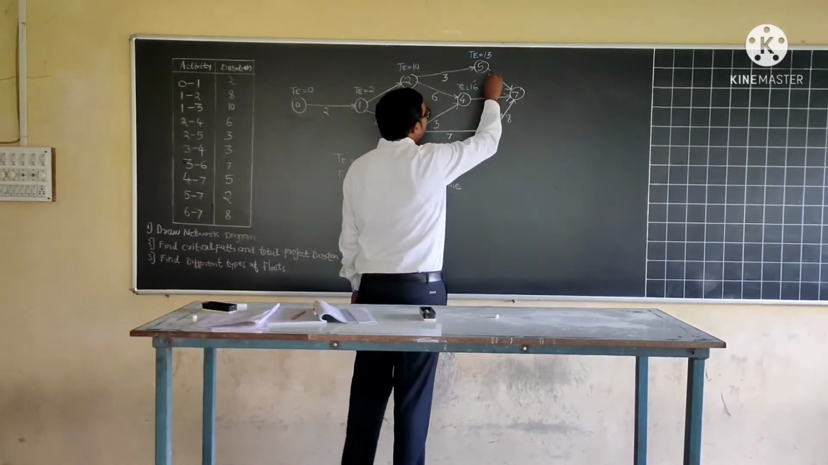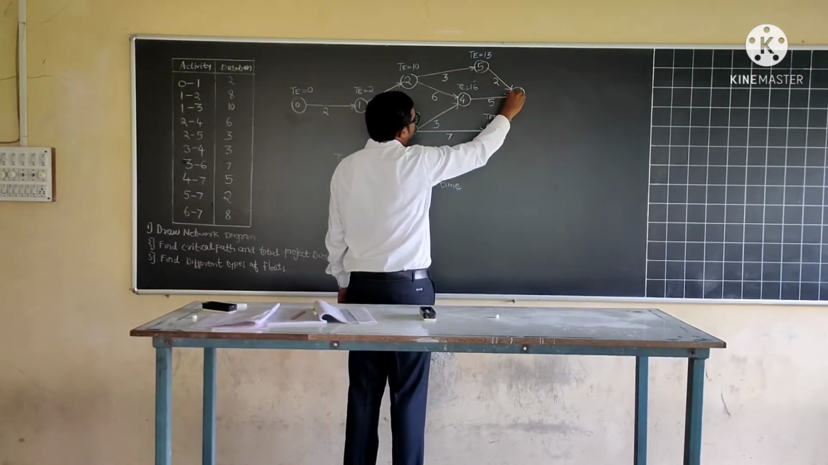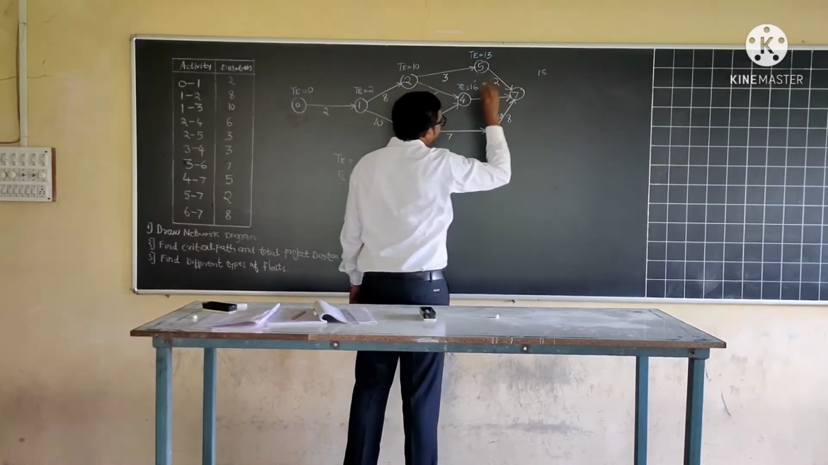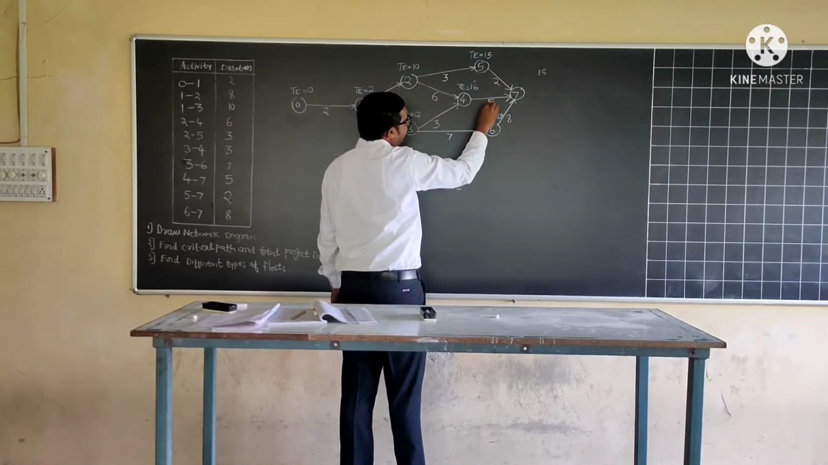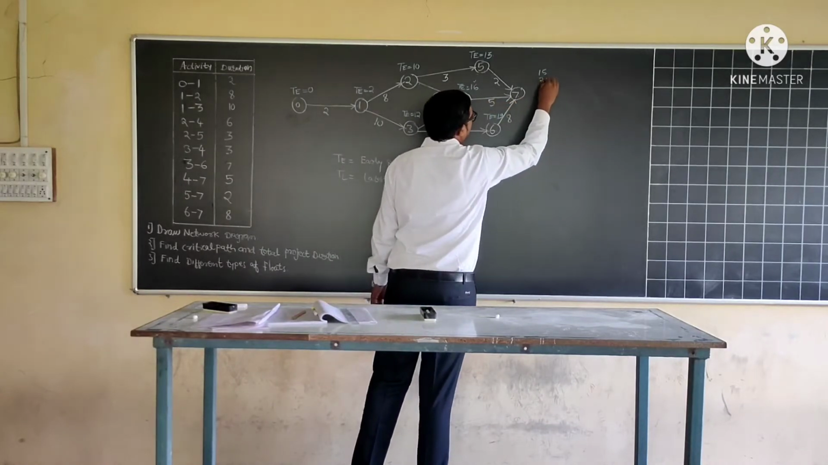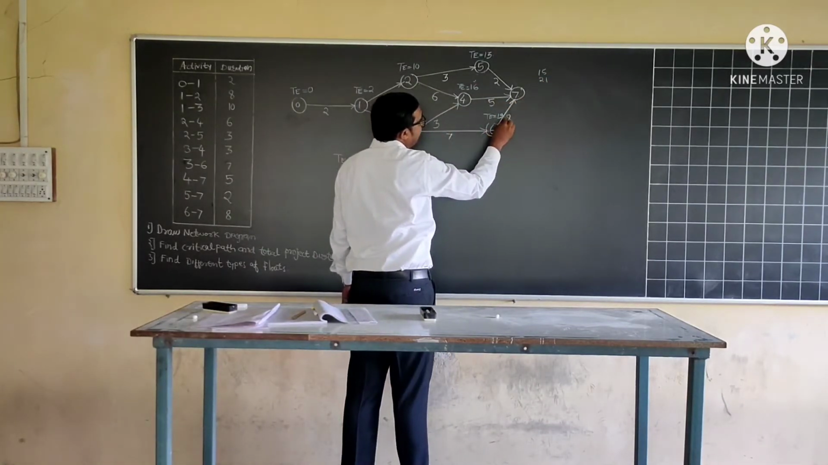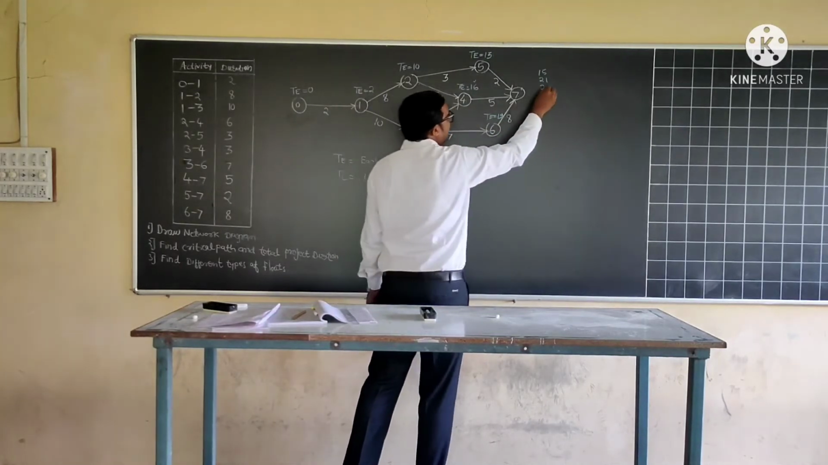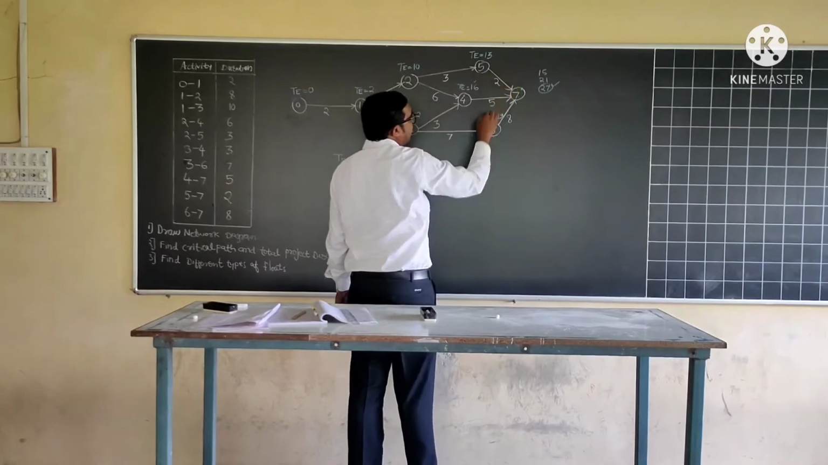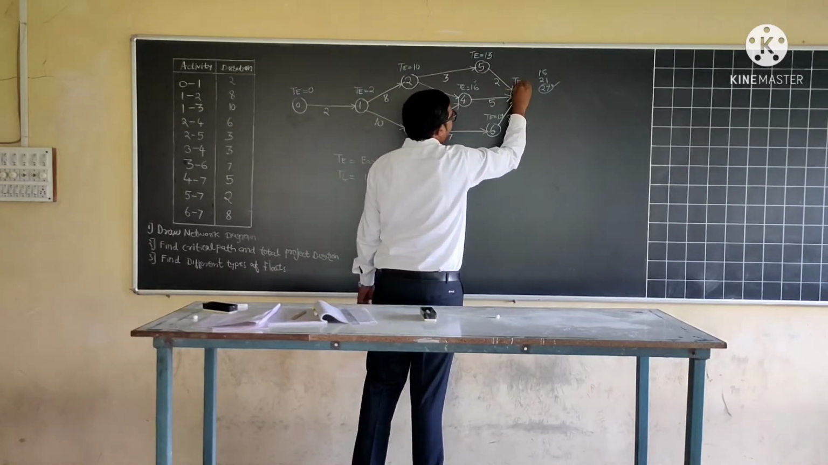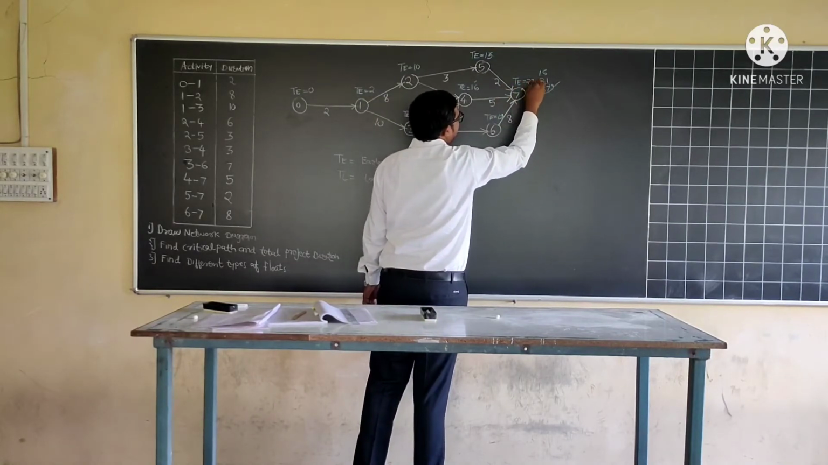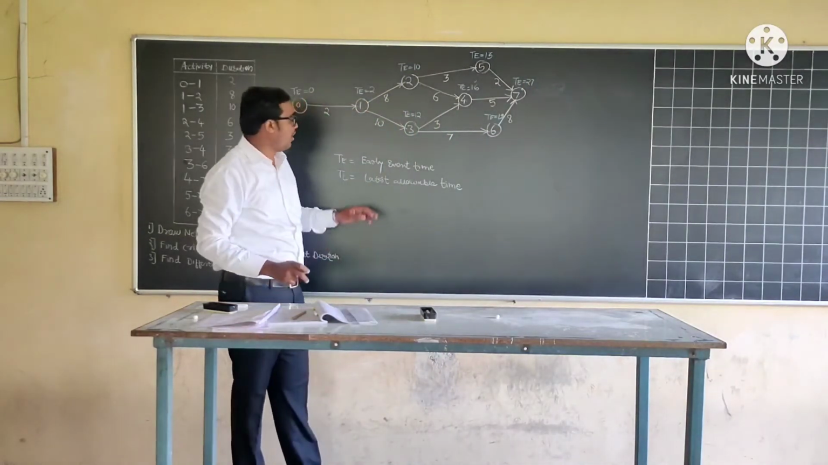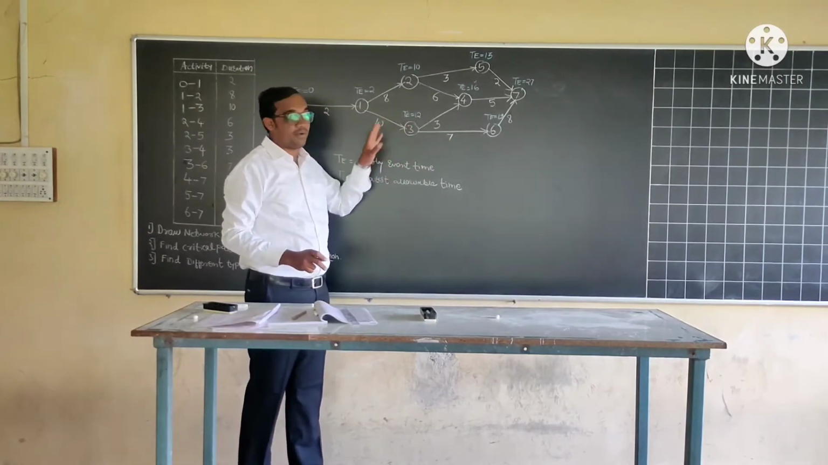First, activity 5 to 7: 13 plus 2, 15. Here 16 plus 5, 21. And here 19 plus 8, 27. Which is the maximum value? 27. So we take the maximum of the three, and the TE value for event number 7 will be 27. In this way all the values of early event times are calculated.